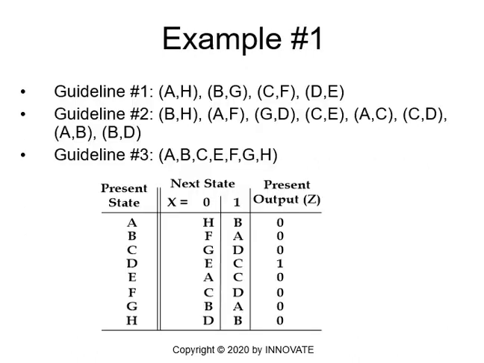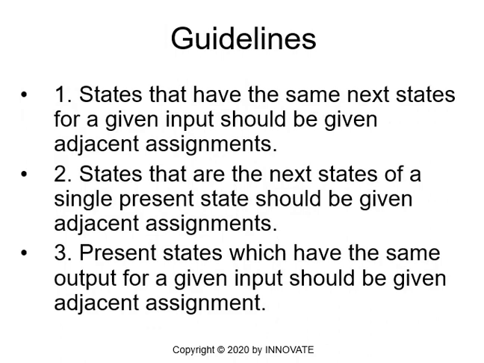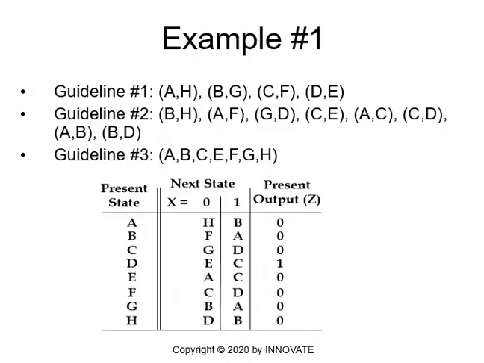Let's look at this example. We have a machine, hopefully a reduced machine, with 8 states A, B, C, D, E, F, G, H, and we are looking to find the state assignments for this machine. Now we go to the guidelines. Guideline number 1: we need the states that have the same next state for a given input to be given adjacent assignment.